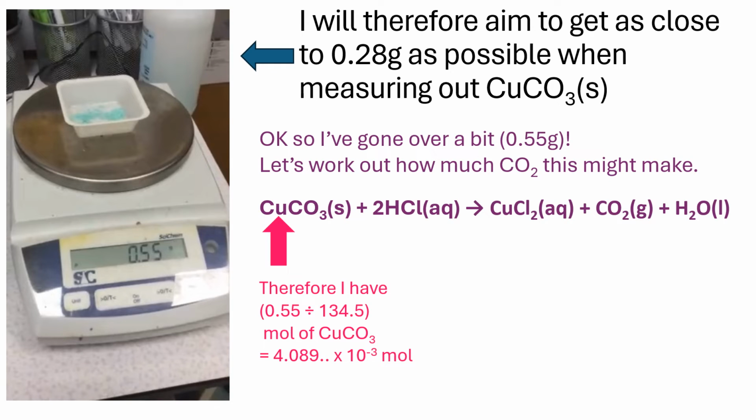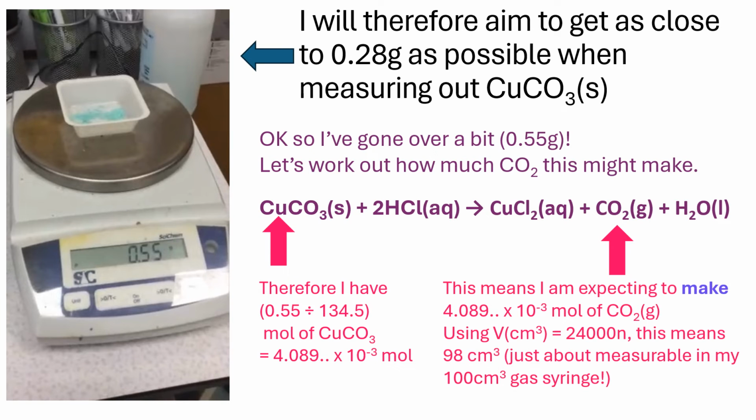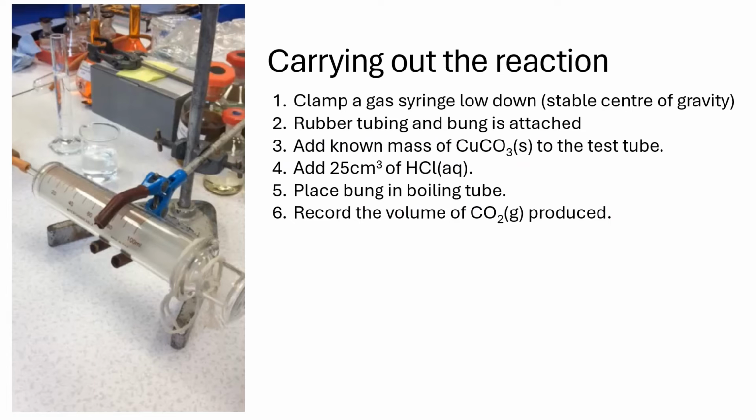So I actually now have 4.089 times 10 to the minus 3 moles of copper carbonate. It means I'm expecting to make the same amount of carbon dioxide because again, a 1 to 1 mole ratio. So using my V equals 24,000 n equation one more time, this means 98 centimeters cubed, just about measurable in my 100 centimeter cubed gas syringe. So let's carry out the reaction.